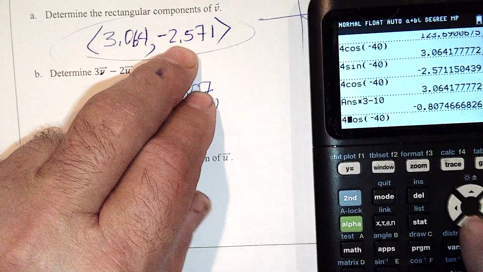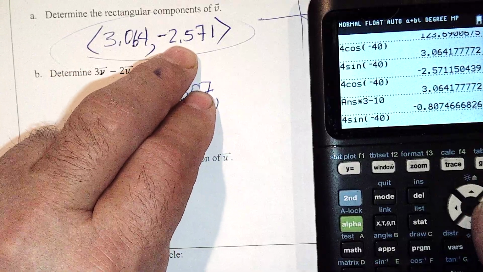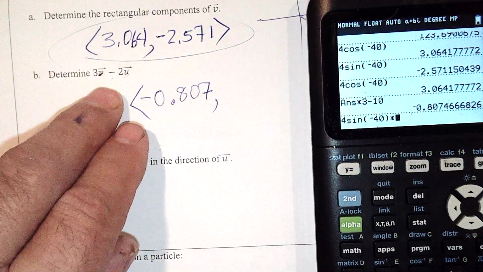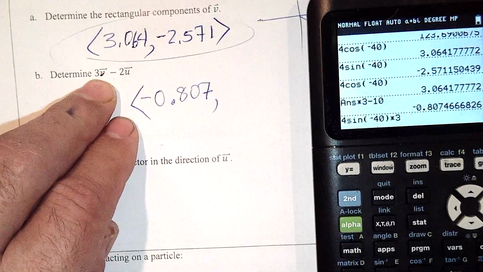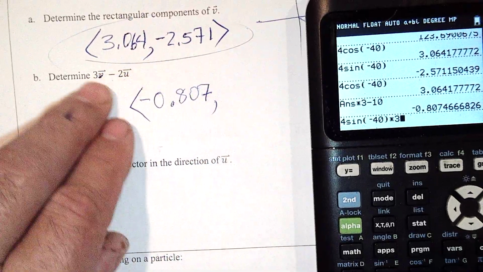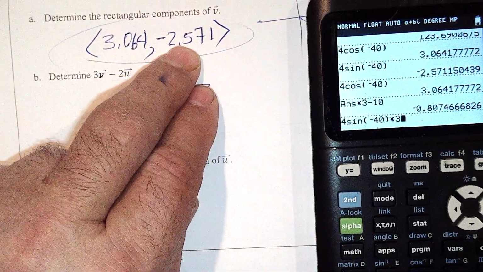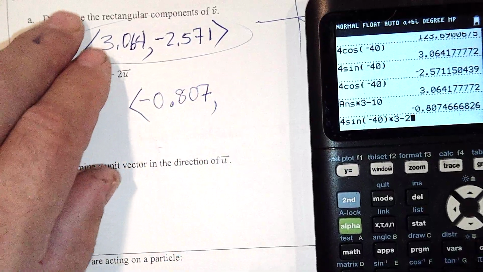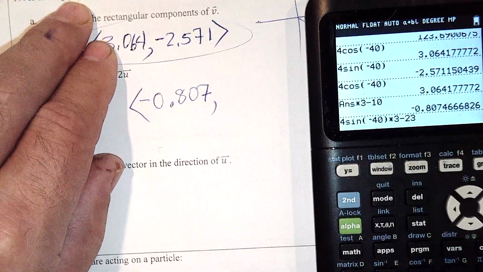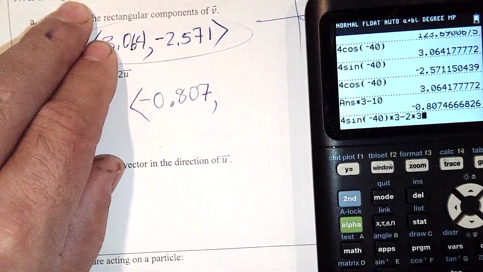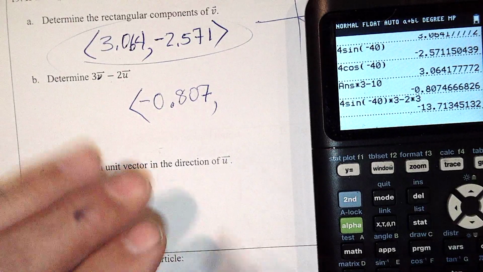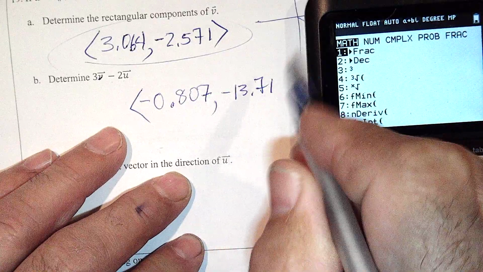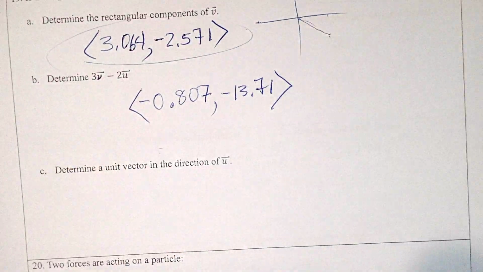This length, which is 4 sine of that, times 3 of that component, 3 v's in the y direction, minus 2 times 3 times 3, and there we go, and that's negative 13.71, and that would be an answer.